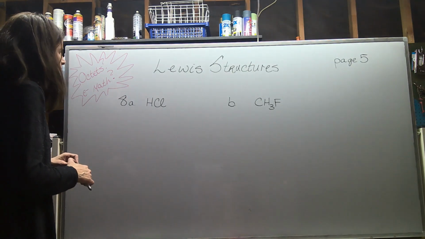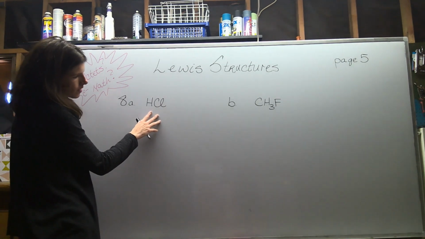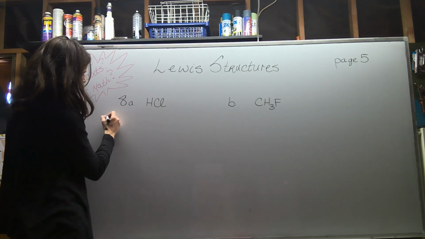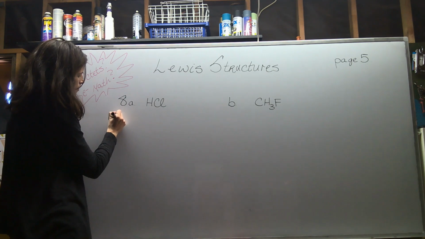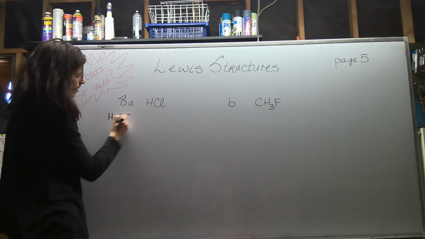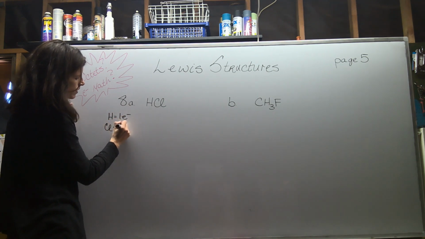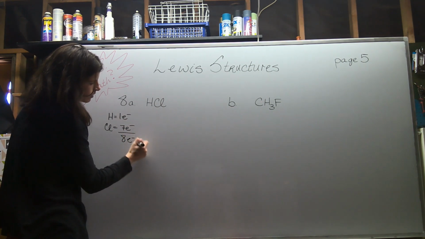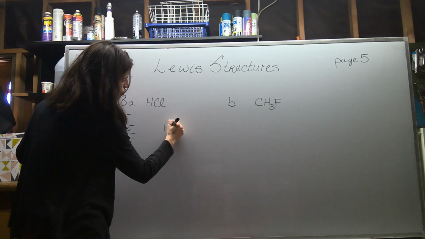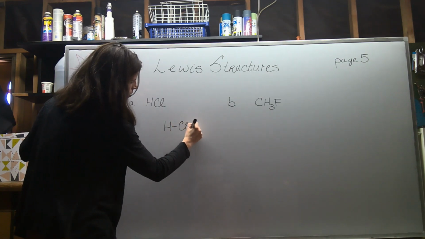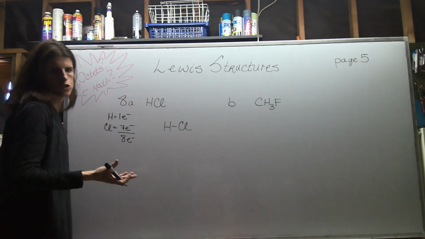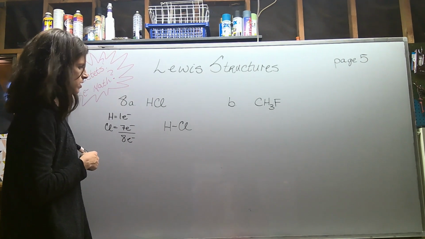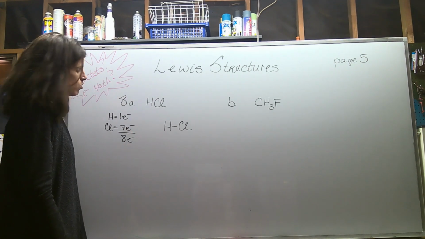Continuing with our practice, we're asked to draw the Lewis dot structure of hydrochloric acid. Always start with the math. Hydrogen's in group 1, so we have 1 electron. Chlorine's in group 7, 7 electrons. Total of 8 valence electrons. There's just 2 atoms here, so we don't have to worry about a central atom, right? Central means to be in the middle, but when you only have 2, nobody's in the middle.